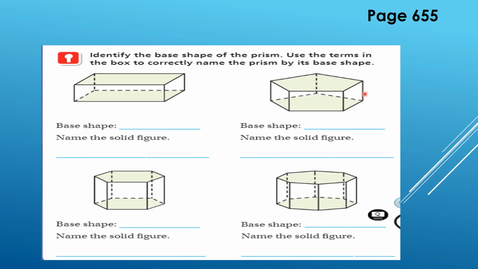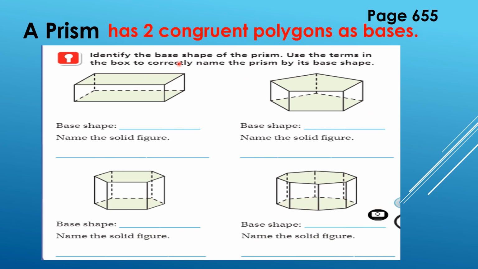Now, all these shapes are prisms. Don't be worried. Why are they prisms? Remember, a prism has 2 congruent polygons as bases. If you remember this rule, you will never go wrong. It has 2 congruent polygons as bases. Now let's take the first figure. Let's take the first 3-dimensional figure.